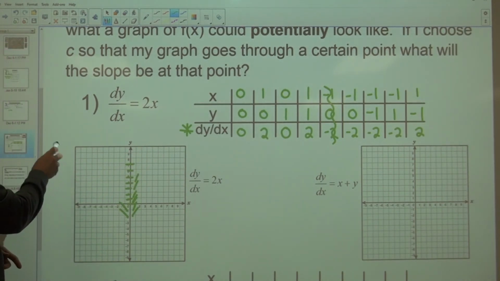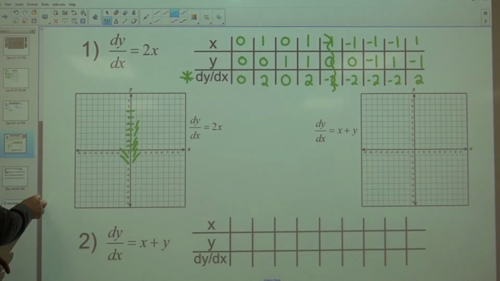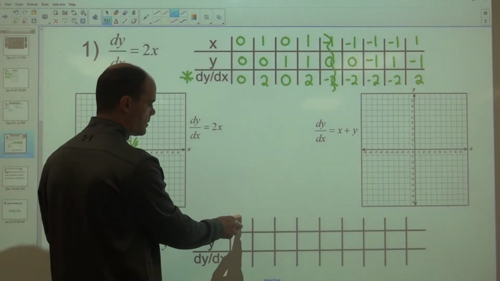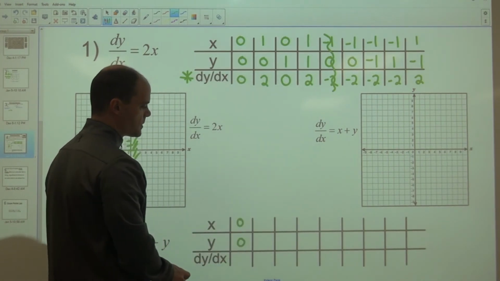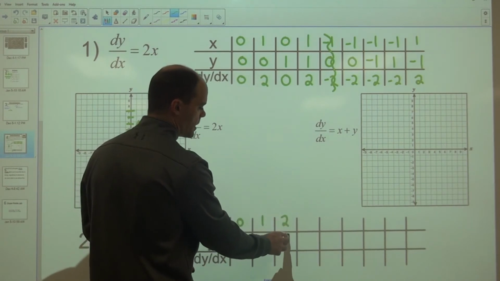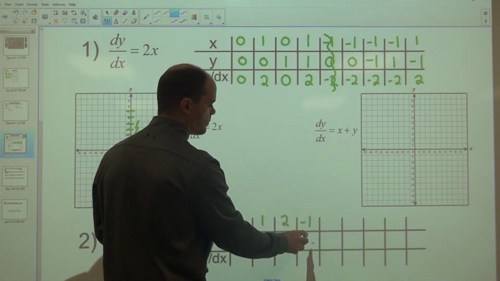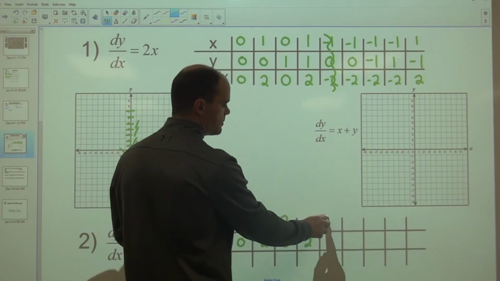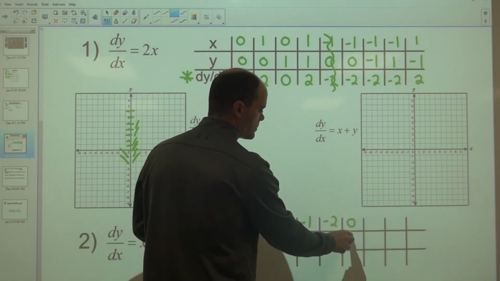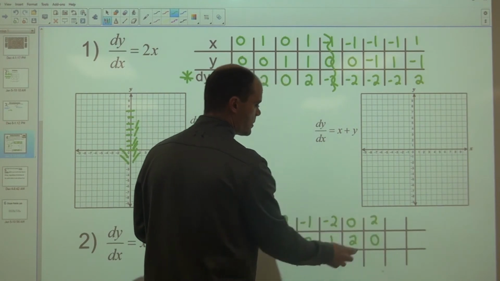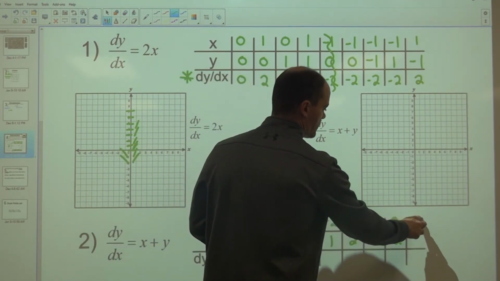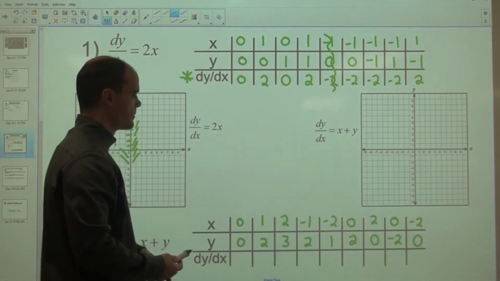All right, let's look at our second slope field there, x plus y. So I'm going to do the same thing. This time I'm going to pick a few other random coordinates, but 0, 0 always seems to me to make sense. What if I did 1 comma 2, 2 comma 3, let's do negative 1 comma 2, let's do negative 2 comma 1, just making stuff up, 0, 2, 2, 0, 0, negative 2, negative 2, 0, just for fun.